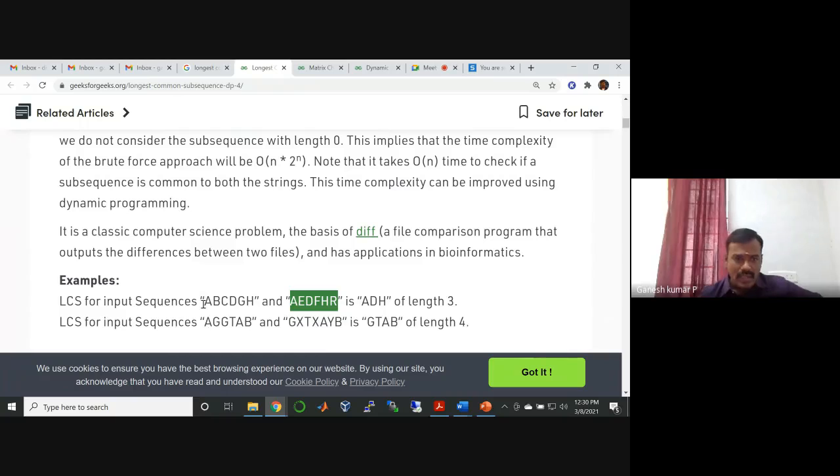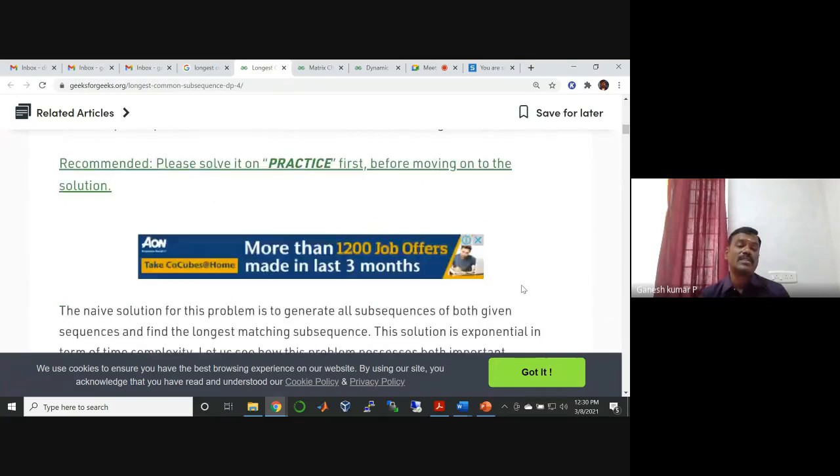For commonality, one is at position A, another is at position H, and many such matches are available. But what you have to do is think about the longest sequence. So the length is 3, because A, D, H: A is matching, D is matching, and H is matching. Likewise, you need to give the longest common subsequence.